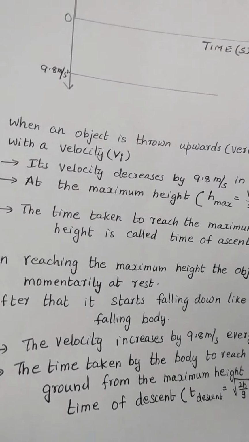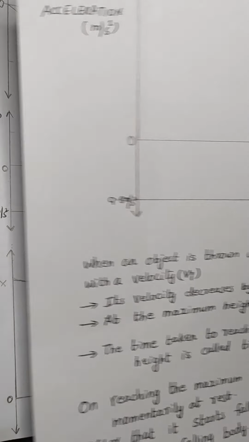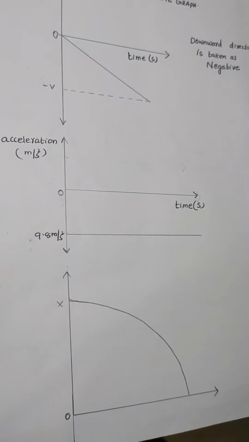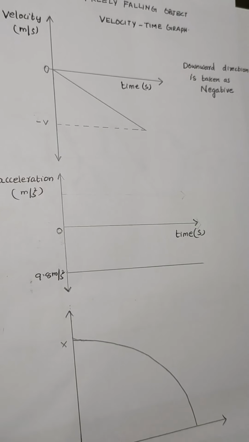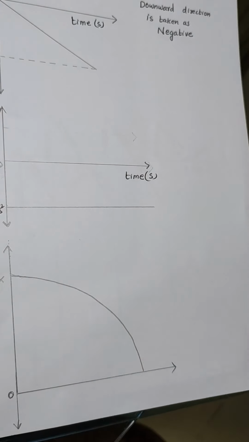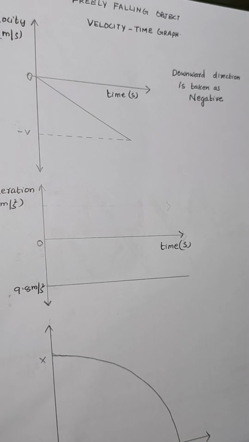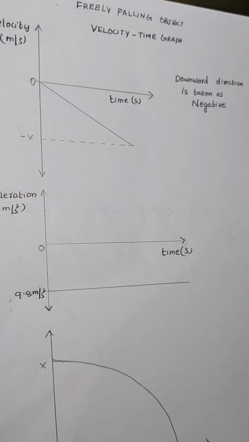So, this is the situation for an object which is thrown up, reaching maximum height and falling down. If it is just a freely falling object, what is meant by a freely falling object? A freely falling object is something that is moving completely under gravity. There are no other forces; even air resistance or other drag forces are ignored.